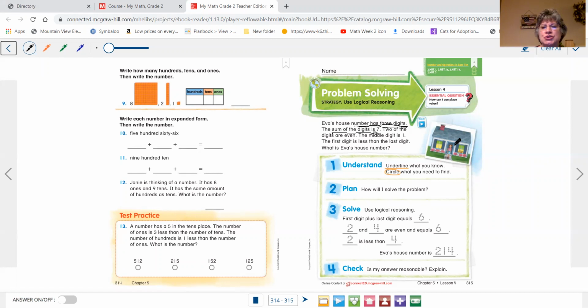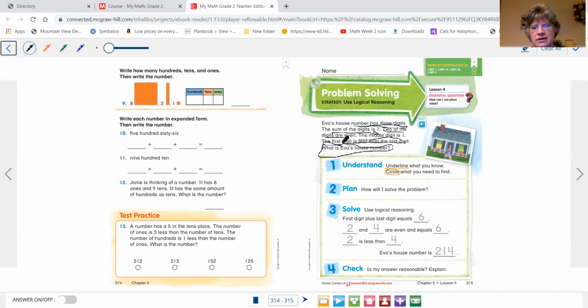Okay. 2 of the digits are even. That's important to know. 2 are even. And notice that they've already given us the middle digit. The middle digit is 1. Okay. The first digit is less than the last digit. Okay. So finally, we actually get to our final question. What is Eva's house number? So we need to circle. What is Eva's house number?